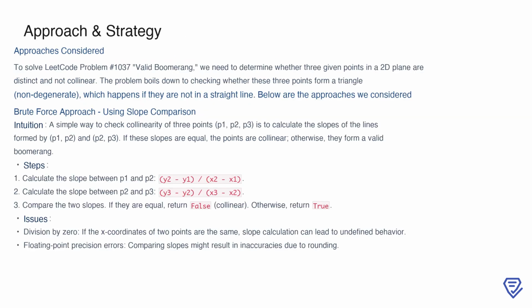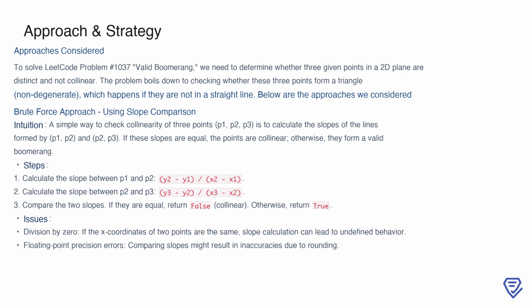To solve the problem of determining whether 3 points form a valid boomerang, the key is to check if the points are distinct and not collinear. If they are collinear, they lie on a straight line and cannot form a triangle, which is what we need to confirm. One approach to tackle this is using slope comparison. The idea is to calculate the slopes between 2 pairs of points and check if they are equal. If the slopes are the same, the points are collinear, otherwise, they form a valid boomerang.